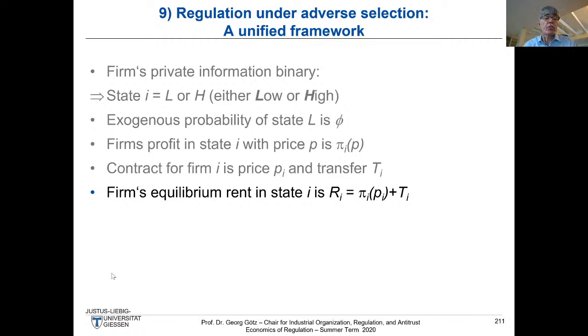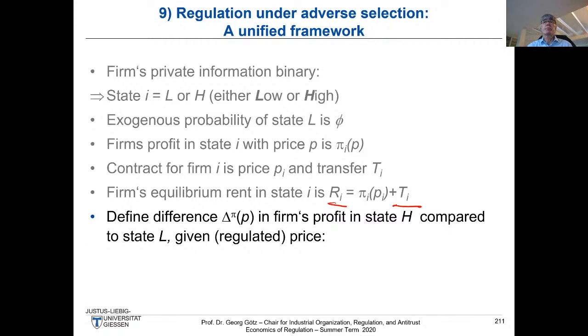Finally, what we also discussed was the firm's rent. Now, of course, as we allow for a transfer, we no longer have to observe something like a break-even constraint, but we just can pay rents and actually will pay rents, the so-called information rent, to the better informed firm. And what we denote here as R i is just the rent of the firm, made up of the profit plus the transfer.